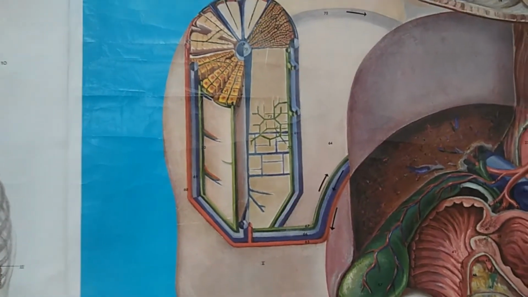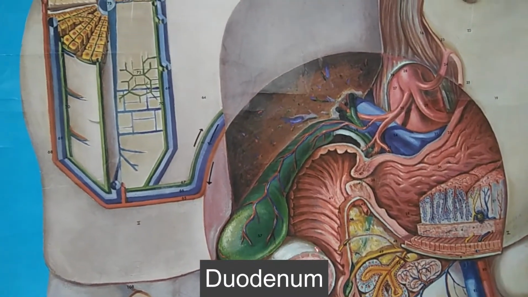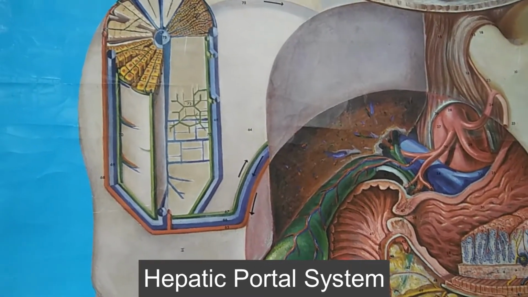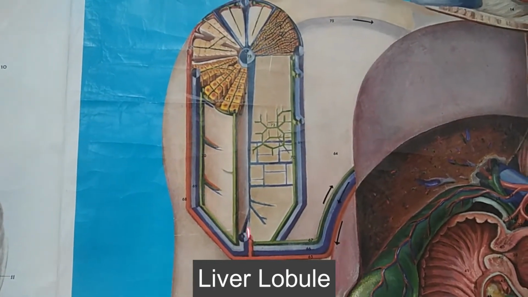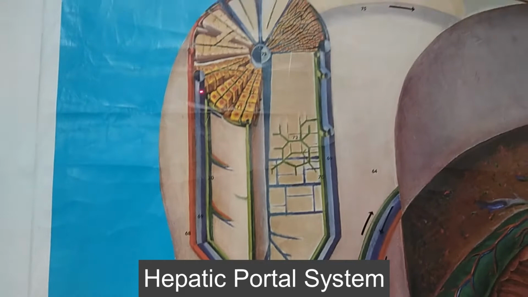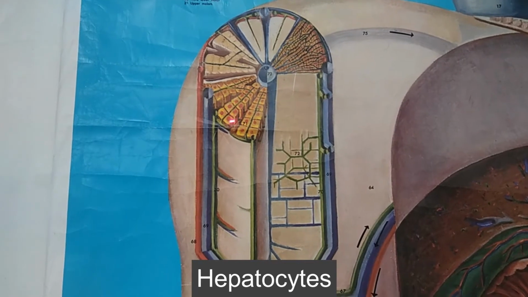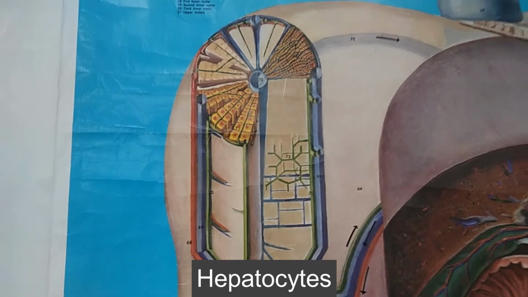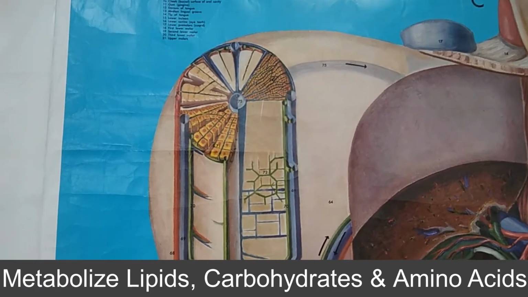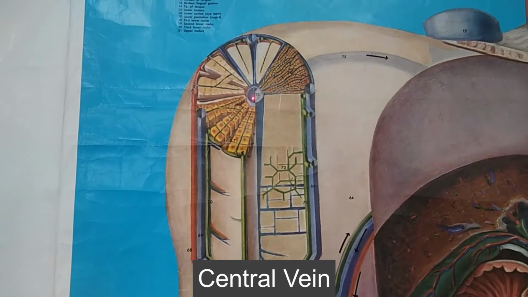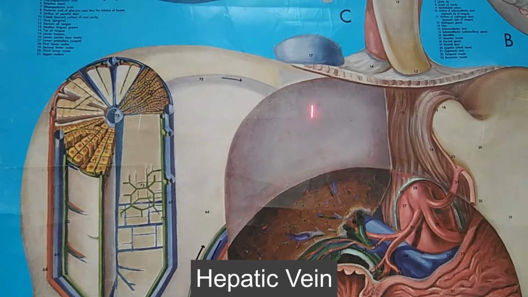Okay, so what happens is that when you eat food, in the stomach and in the duodenum there are veins that are going to take the blood from the duodenum up to the liver lobule. And the veins will dump off those nutrients, which are going to be picked up by these hepatocytes. The hepatocytes are going to metabolize the lipids, carbohydrates, and amino acids. And then the remainder of the blood will continue to the central vein, to the hepatic vein, and eventually go to the inferior vena cava.